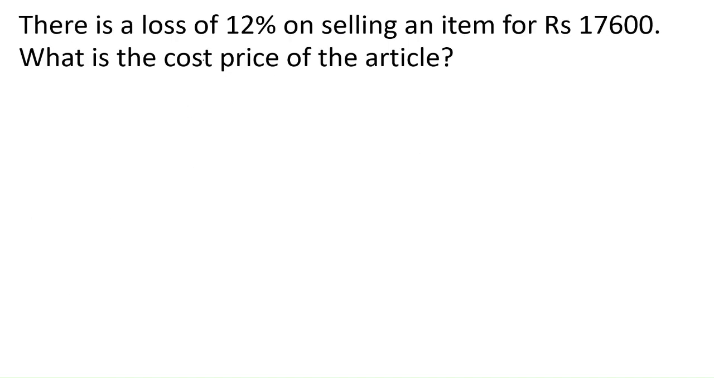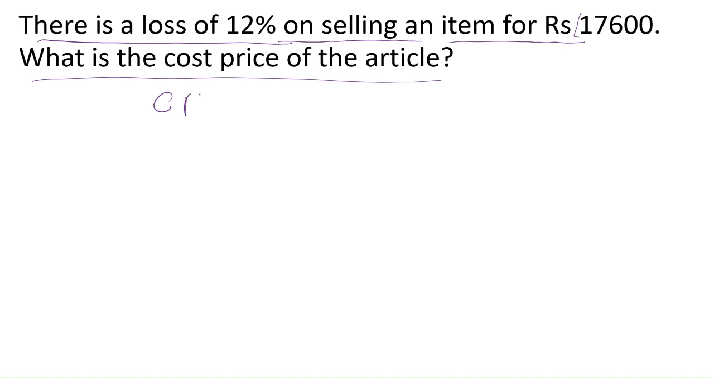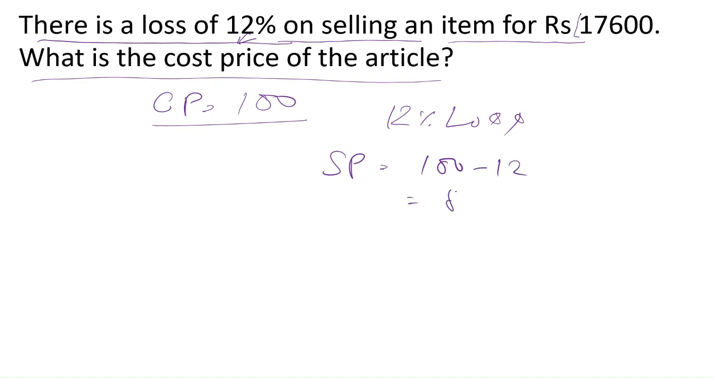Now in this question, there is a loss of 12% on selling an item for Rs 17,600. What is the cost price of the article? Okay, cost price means CP. We let CP always 100. 12% loss means what will be SP? SP will be 100 minus 12, 88.